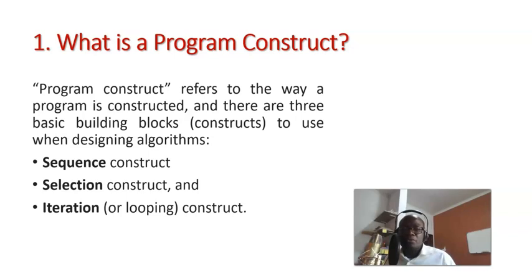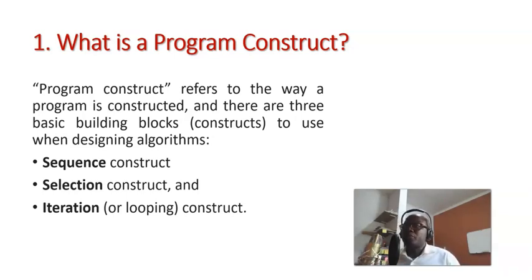Program construct refers to the way a program is constructed, and there are three basic building blocks. Just like for you to build a house, you need bricks or blocks, and you're going to need cement. There are certain things which are usually there. At a certain point, you'll be raising a wall. Another thing is making a corner. Another thing could be making the foundation. So there are these fundamental principles that govern building construction.